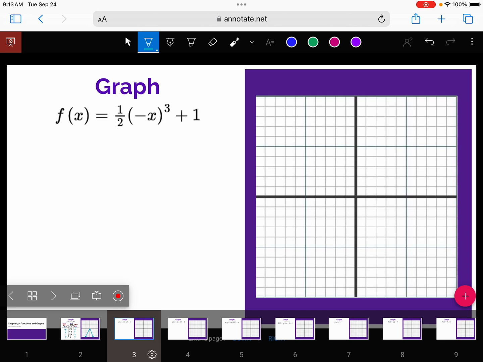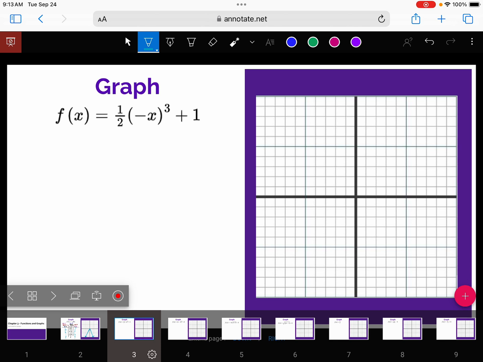All right, so our first piece here, we've got our f of x equals 1/2 times the quantity of the opposite of x cubed plus 1. So we're going to start the exact same way. We're going to see what our a, b, h, k, all those guys are.